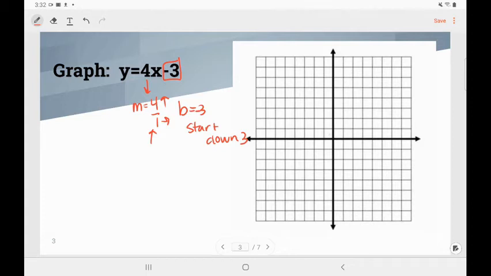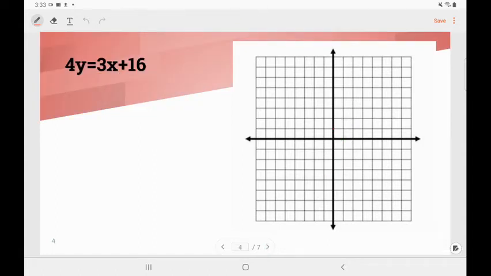So let's go ahead and graph our starting point. I'm going to start from the center down 3. I'm going to plot the point, and then my slope gives me the directions to my next point. So it's telling me my slope is 4/1. So from this down 3 position, I'm going to move up 1, 2, 3, 4, and over 1. And there is my graph.